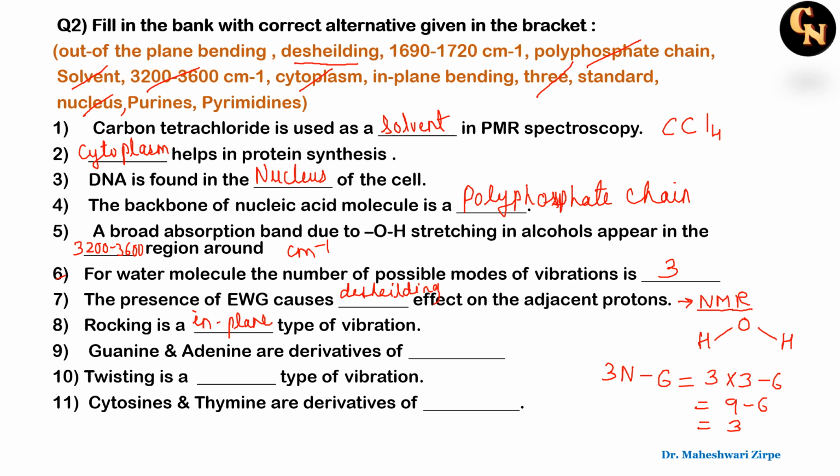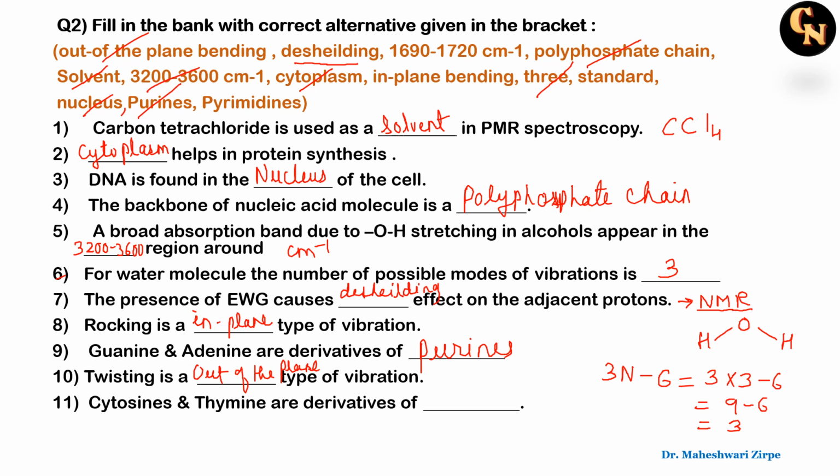The next is guanine and adenine are derivatives of dash. This is from your lesson on nucleic acids, DNA and RNA structure, just recall them. Guanine and adenine are basically the derivatives of what? They are basically derivatives of purines. Okay. Then the 10th one, twisting is the dash type of vibration. So twisting basically is an out of the plane vibration. Okay, out of the plane vibration.